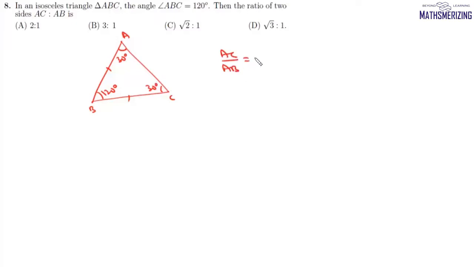Now we can use the sine rule. Now AC is proportional to sine 120 and AB is proportional to sine 30. So it will be equal to sine 120 upon sine 30. Now sine 120 is sine 60, which is root 3 by 2, and sine 30 is simply 1 by 2. So this value is simply root 3. So the ratio of AC to AB is root 3 is to 1, and that's your option D.